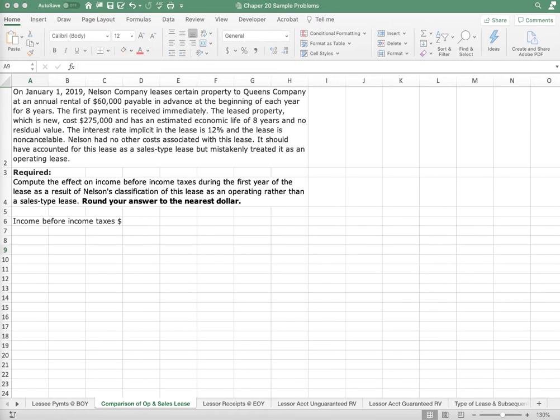Operating versus a sales lease. On January 1st, 2019, Nelson Company leases certain property to Queens Company at an annual rental of $60,000 payable in advance at the beginning of each year for 8 years. The first payment is received immediately.